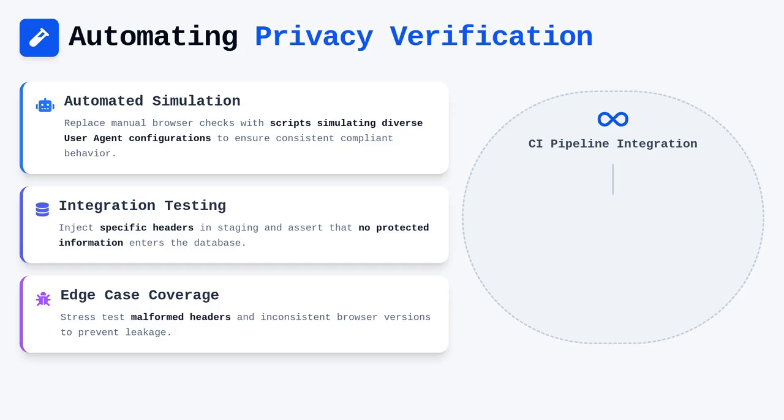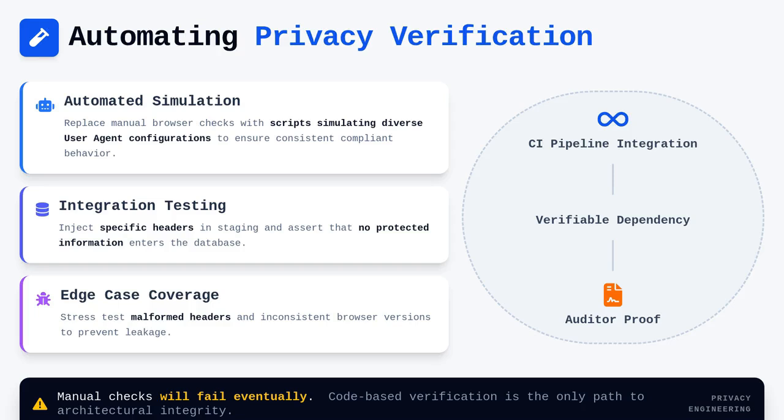By baking these checks into your continuous integration pipeline, you move privacy from a manual process toward a verifiable engineering dependency. An automated verification script is the only way to prove to auditors, and to your own peace of mind, that you are respecting browser signals at scale. Always assume that your manual checks will fail eventually, and that rigorous, code-based verification is the only path to architectural integrity.